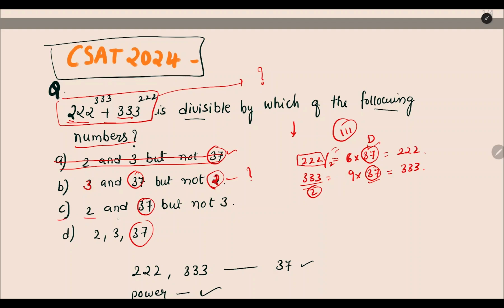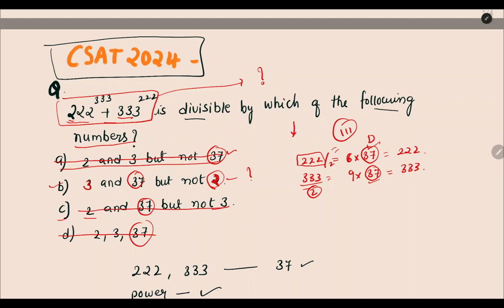And you see the third option, 2 and 37 but not 3. So this is not a valid answer. Then this is also absolutely wrong. So here the correct answer is 3 and 37 but not 2. I hope you are getting the points clearly.